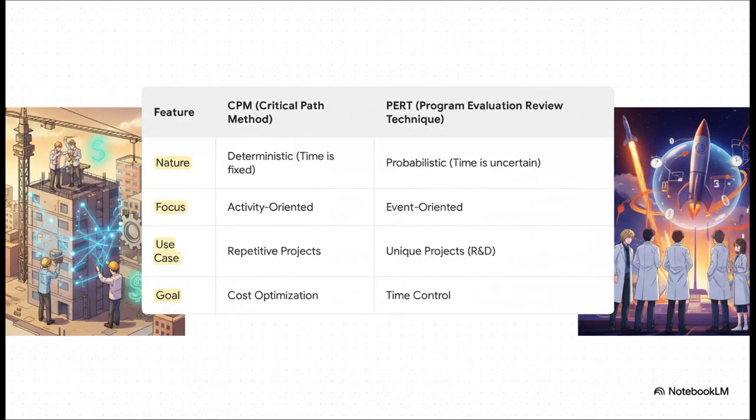This table really lays it all out. On one side, you have CPM, the critical path method. This is your go-to for projects you've done before, where things are predictable, like construction. Since you know how long things take, your main goal is to keep costs down. But on the other side, you've got PERT. This is for the wild stuff, the one-of-a-kind projects like R&D or launching a missile. Here, time is the great unknown, so your number one goal is just trying to control the schedule itself.